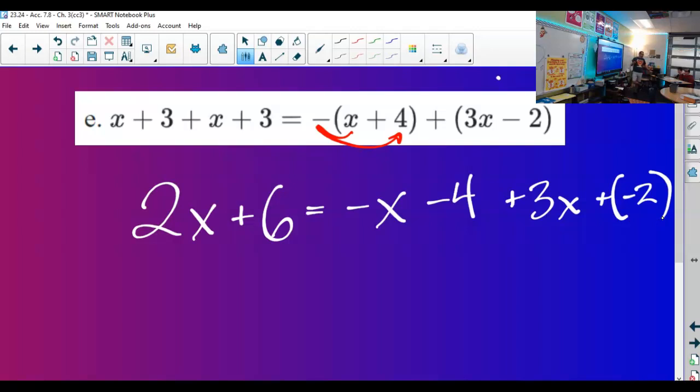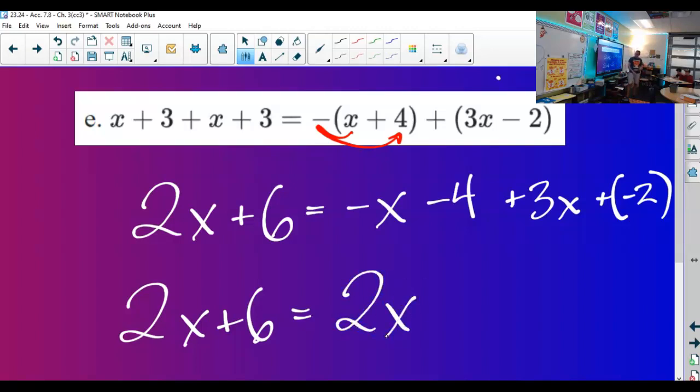So then on the right side, like Gus was saying, we got to clean up the like terms still. So nothing changes over here. As if you did not do E, this is really good practice. Negative x and 3x, 2x, right? Negative 4, negative 2, negative 6, right? Take a moment. Write down your answer. Good. If we have 2x plus 6 equals 2x minus 6, we know our answer right here.